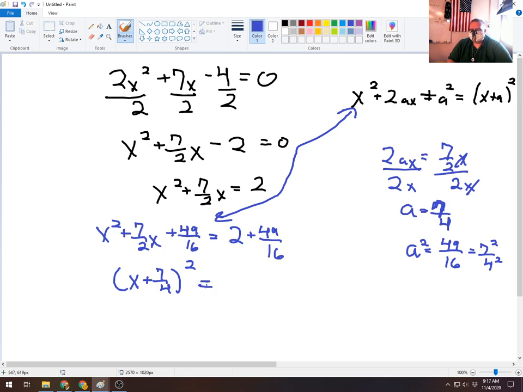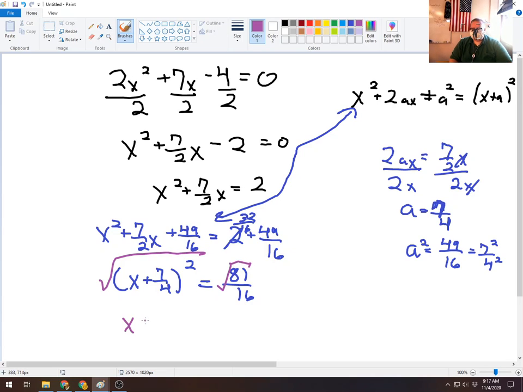On the other side, again, we can combine this. 2 is the same as, I believe, 32 over 16. So then I have to do 49 plus 32. I don't feel like doing that in my head. I think it's 81. It is. So this just turns into 81 over 16. And now we can take the square root.